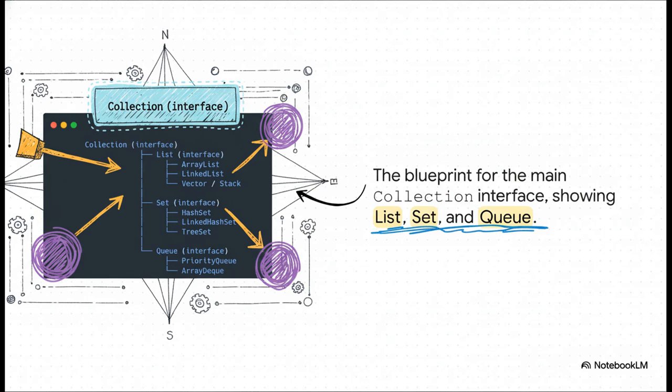All right, take a look at this. This is kind of like the master blueprint for the whole framework. You see, everything starts from that top-level Collection interface. And from there, it branches out into more specialized blueprints, like List, Set, and Queue. Now, Queue is super important for handling data in a first-in, first-out kind of way. But for today, we're going to zero in on the two you'll use most often, List and Set. Plus, we'll look at another really powerful tool that's kind of its own thing, the Map.